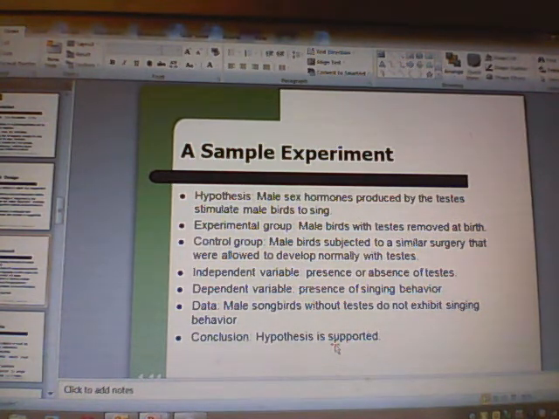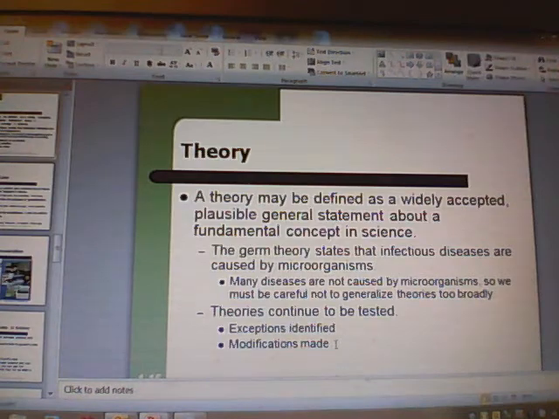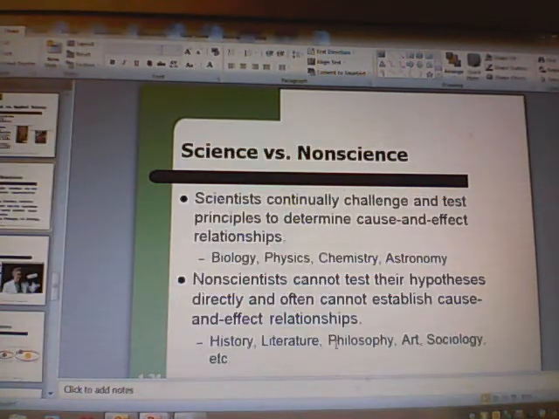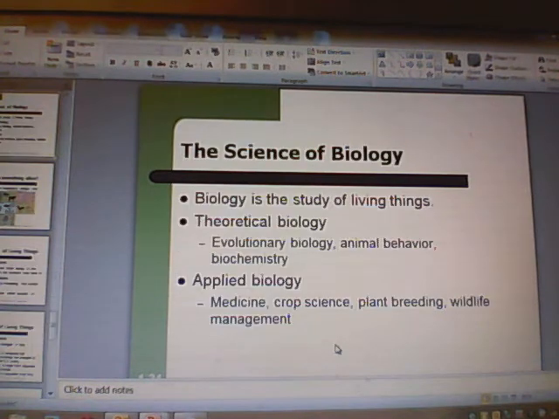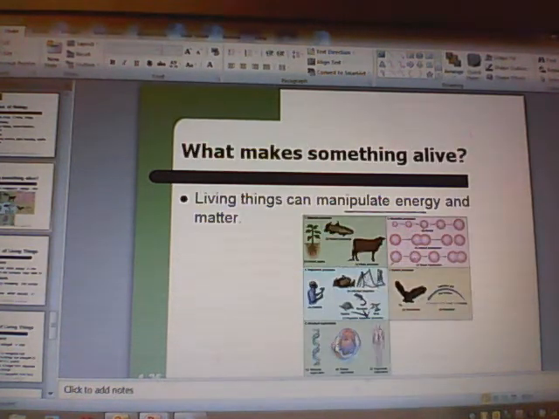So you should be able to actually read a scenario and understand what the hypothesis is in the scenario, what the control group is, and what the experimental group is. And then data. Being able to read data would be important. I don't think I asked you any questions on these. And so, as I recall, those are the things that you need to know concerning the scientific method.